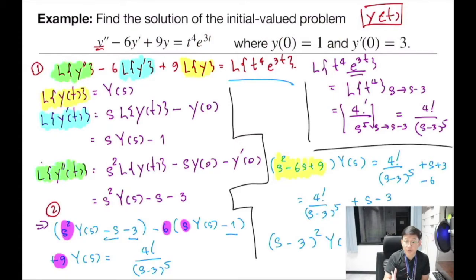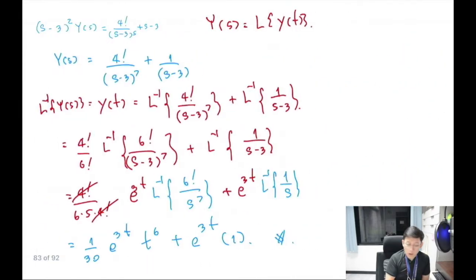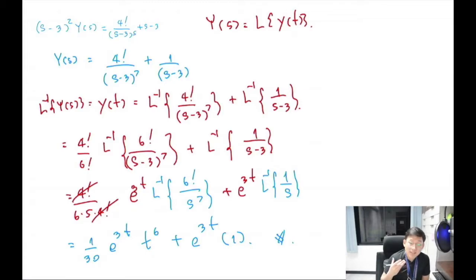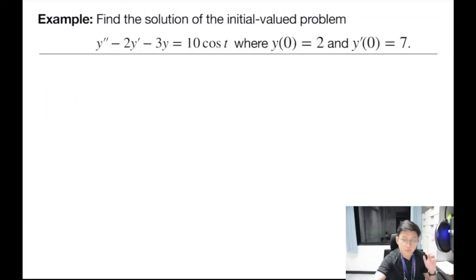After that, you can solve for Y(s), which is the Laplace transform of y(t). Okay, so once you get Y(s), you just need to apply the inverse Laplace transform to get y(t), which is the solution. Okay, and it's as simple as that. Okay, next example, this one.